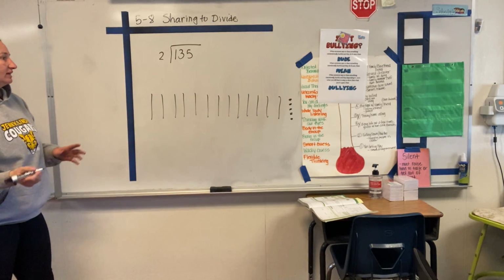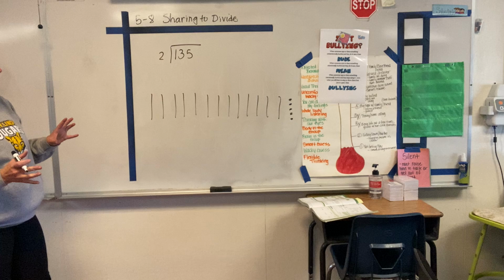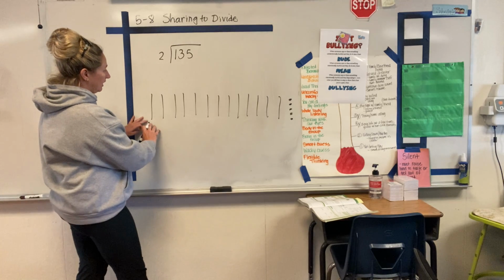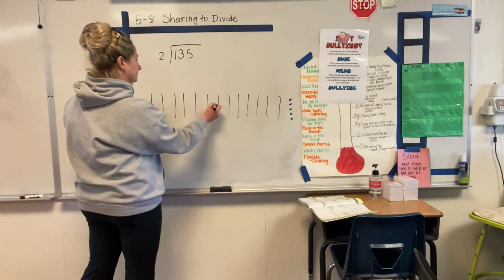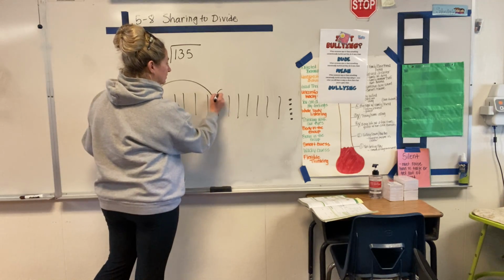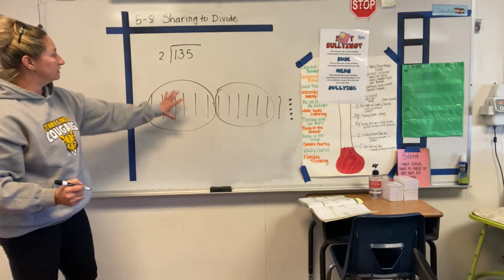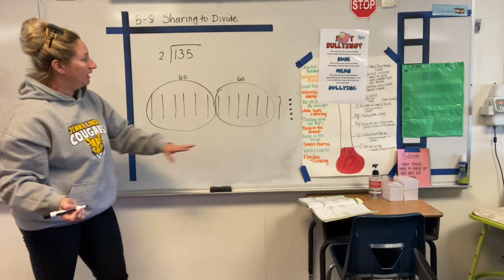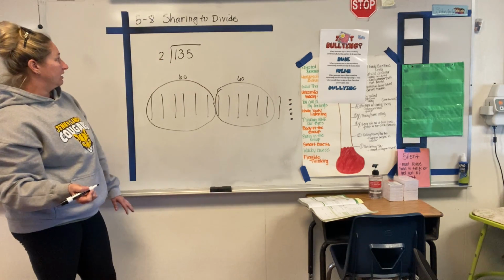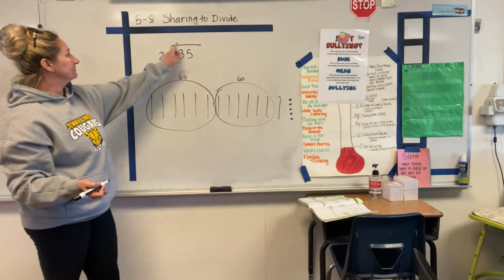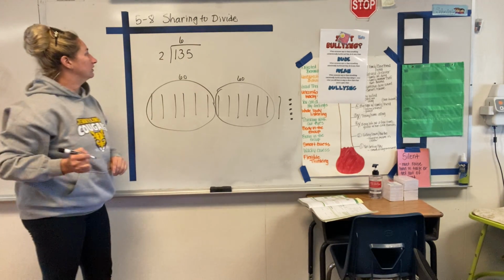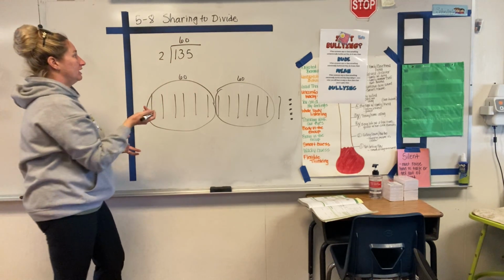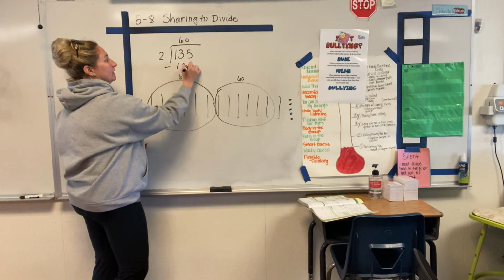Okay, so I'm going to say, how many groups of 2, or can I get 2 groups out of all of this? Okay, so I could do 1, 2, 3, 4, 5, 6, and a 6. So I can get 2 groups of 60. And then I have this bit left over. Now this 6 is going to go over the tens, because that's saying 2 times 60, right? 2 groups of 60 equals 120. So minus 120.